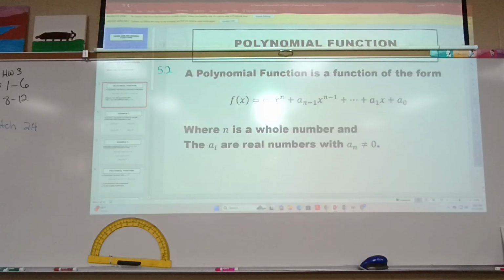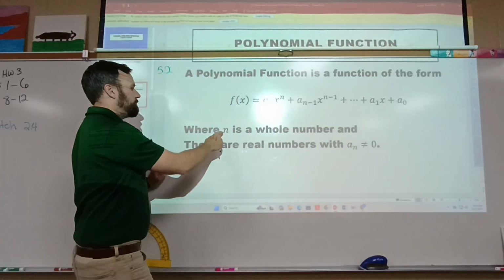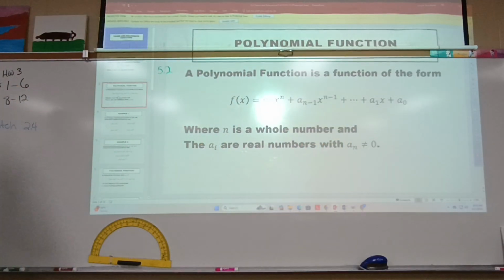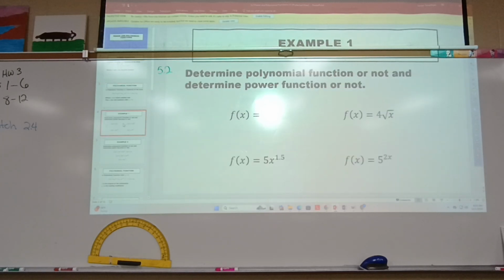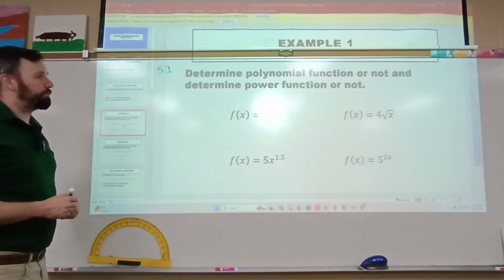What makes that different than a polynomial? A polynomial has a bunch of power functions added together. That's what that shows. The n has to be a whole number. Okay, you have been dealing with polynomials most of your life in some form. So let's do this one. Determine whether it's a poly or a power or both.